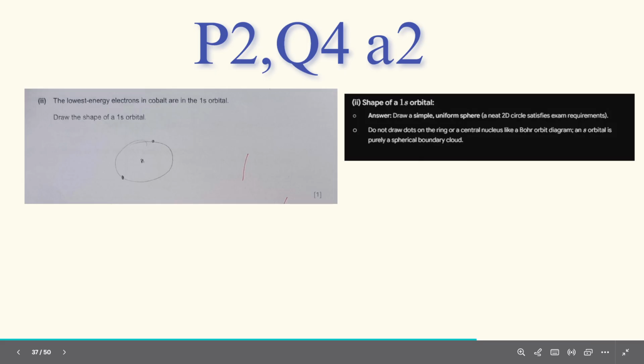We move to question 4a2. Shape of a 1s orbital. The answer is just to draw a simple uniform sphere, a neat 2D circle satisfies exam requirements. Do not draw dots on the ring or a central nucleus like an orbit diagram, as an s orbital is purely a spherical boundary cloud. So all you need is to draw a simple circle, like you can see in this picture.